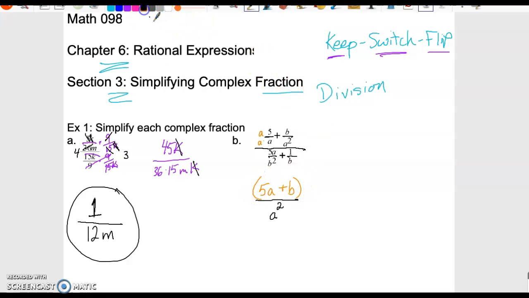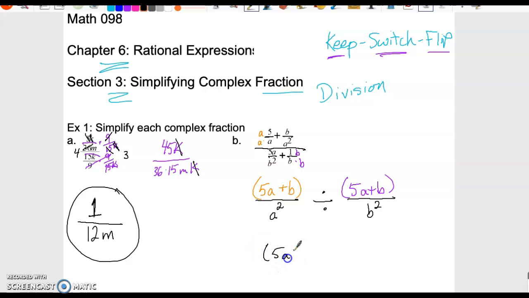And maybe it's helpful if you change it from a fraction to a division sign, and you can do the same work on this one, where you would have b squared as your least common denominator. Well, you'd have to multiply this one by b. So you're left with 5a plus b right there. But just like what I mentioned before, do the keep, switch, flip.